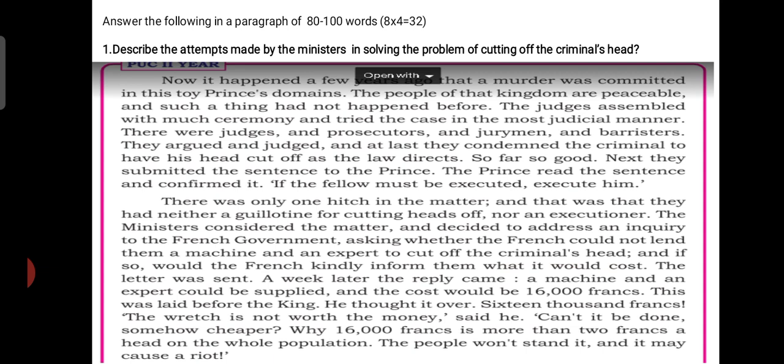So, describe the attempts made by the ministers in solving the problem of cutting off the criminal's head. This is a 4 marks question. Your answer should be within 100 words. So you should know how to write the answers briefly in your own words. Don't go on writing as it is in the textbook. It may go up to 300 or 400 words, but the answer should be written briefly.